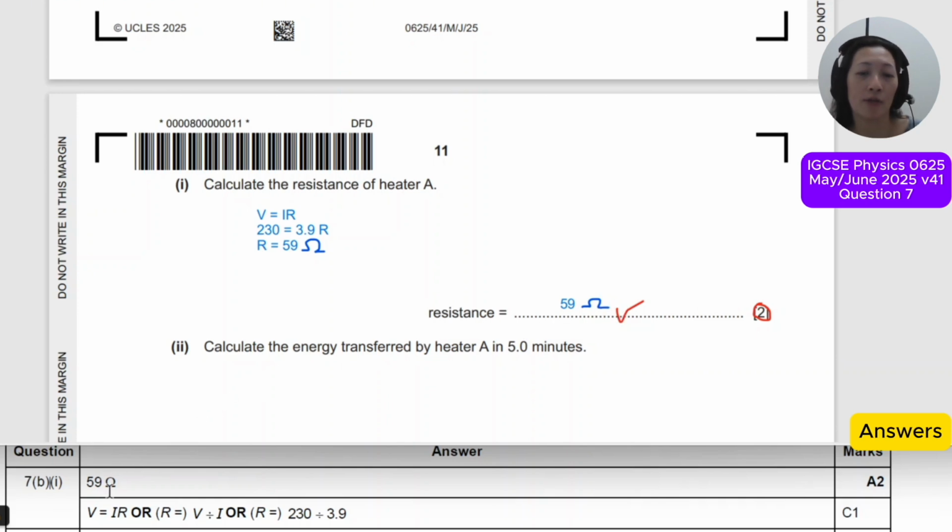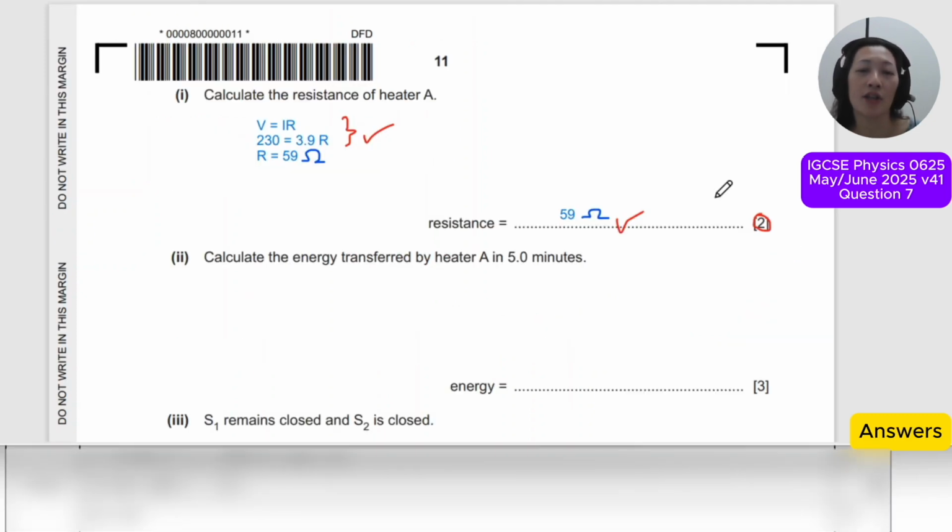Yes, you can if you wrote the correct equation or you had the correct substitution. So either one, whether the correct equation or the correct substitution, will give you 1 mark. 2. Calculate the energy transferred by heater A in 5 minutes.